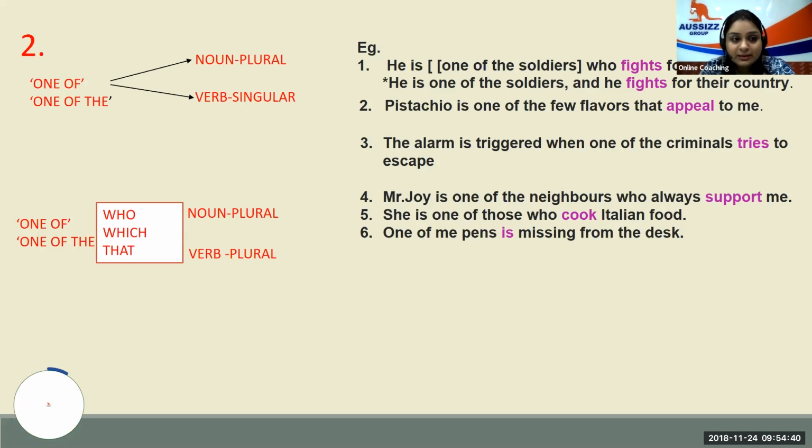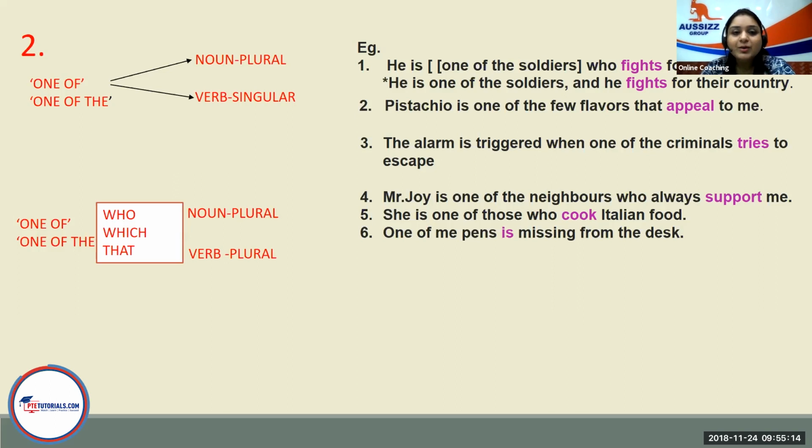Okay. Let's look at the example. But before that, I have to reiterate again. "One of the": if you are using simple statements, you have to use noun plural and verb singular. But if you're using "one of the" with who, which and that, you have to use noun plural, verb also plural. Please note it down. It's very important because this is the best rule of subject-verb agreement. I adore this rule so much because here students genuinely make mistakes.